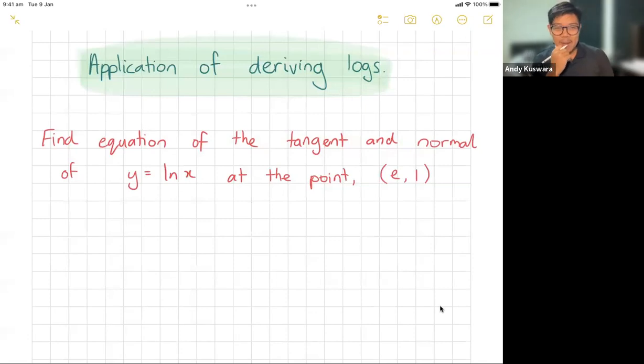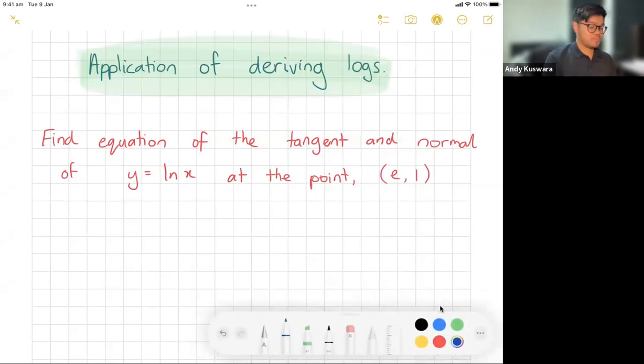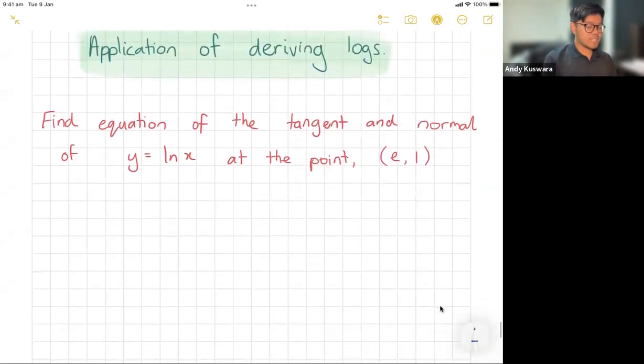Okay. Application of the derivative logs. Again, any application of derivatives is basically going to be either A, curve sketching, or B, finding the equation of a tangent and a normal. Okay, so let's do this here. Make sure that we are comfortable with what we're doing. Find the equation of the tangent and the normal of y equals ln x at the point (e, 1).